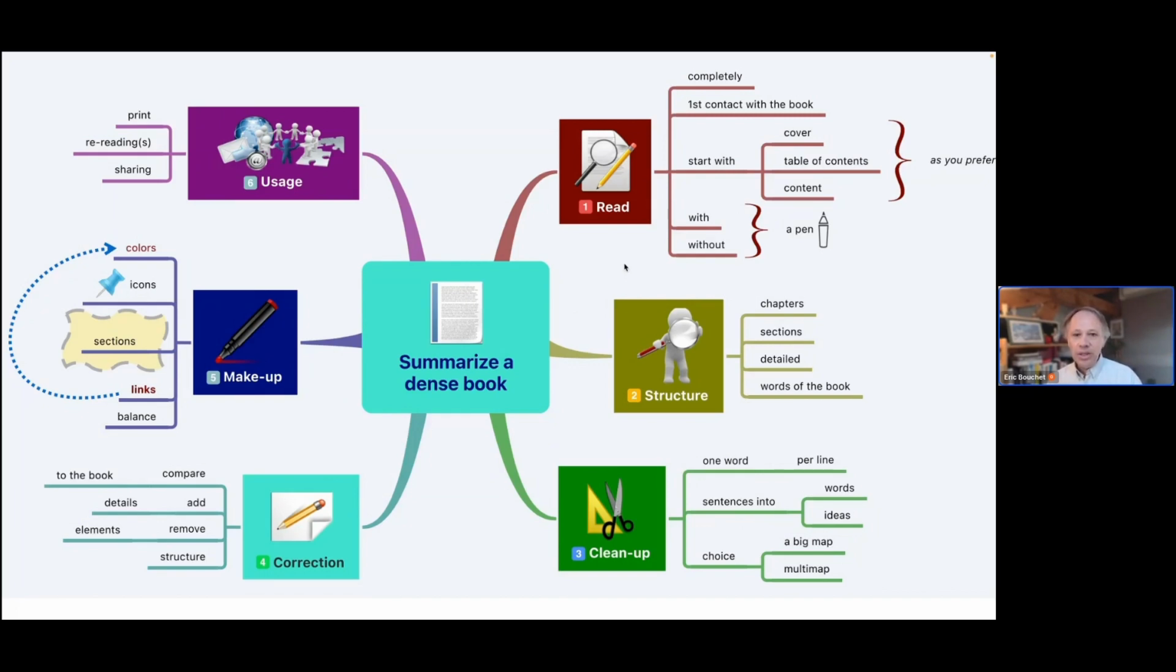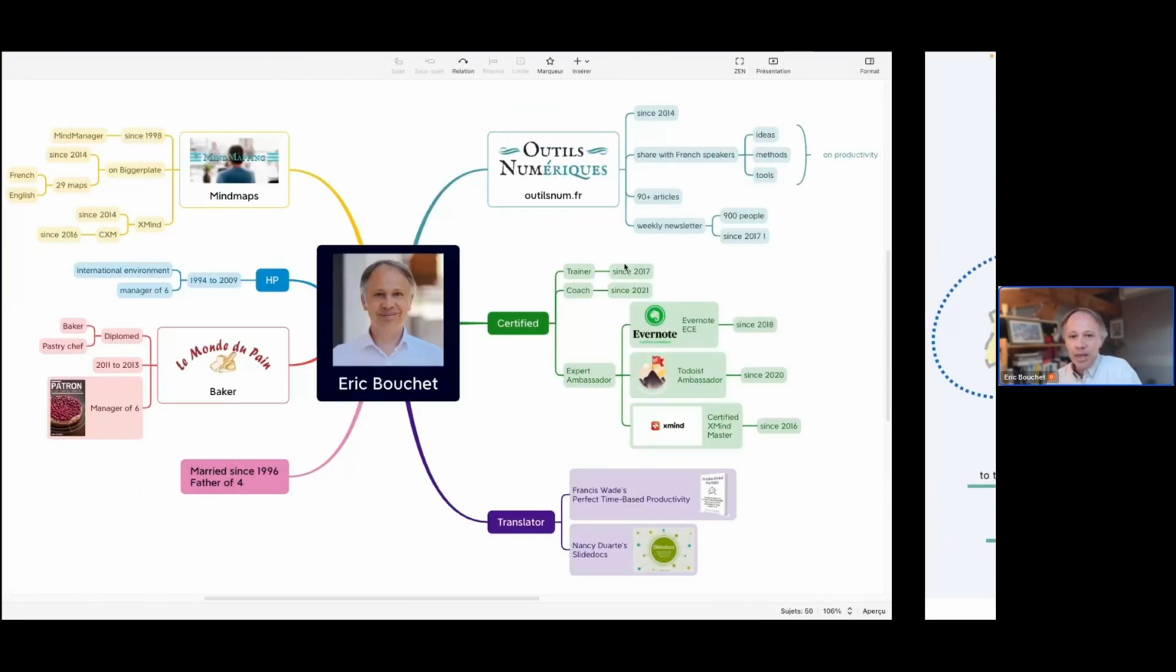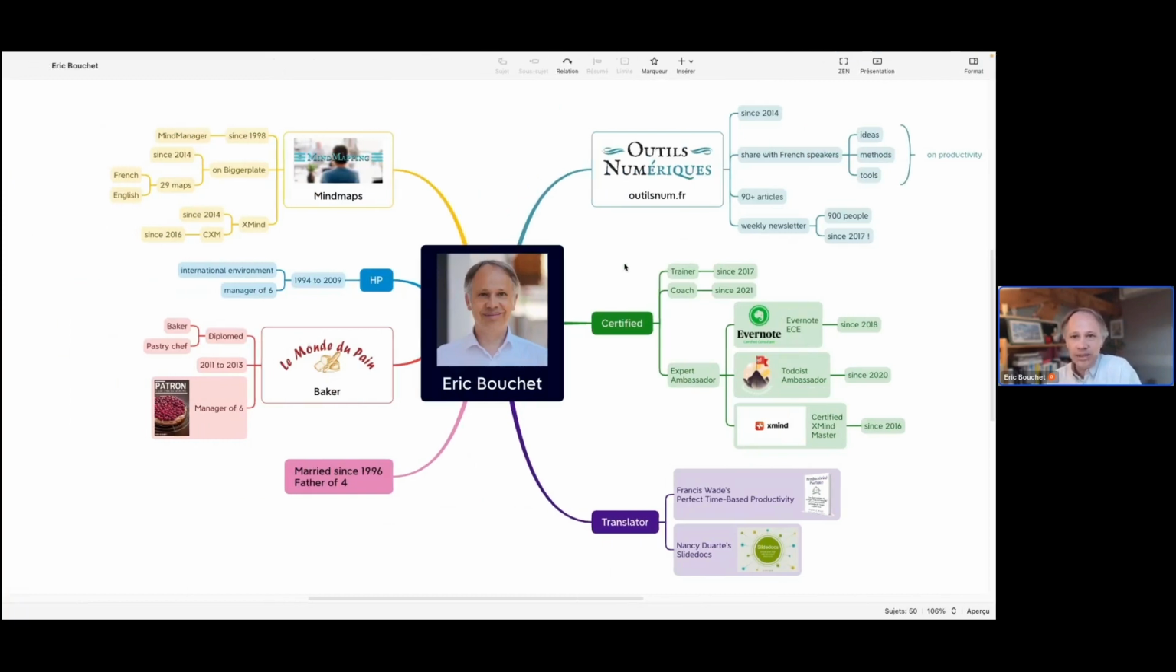Before we dive into that, a couple of words about who I am. I'm French, and some of you might have noticed already. My name is Eric Bouchet. I noticed there were some French people as well in the webinar today. Interesting point is I usually don't do things in English because my job now is Outinum, which is the name of my company, to take information, tools, ideas in English and bring them to French-speaking people. So today is kind of an exception.